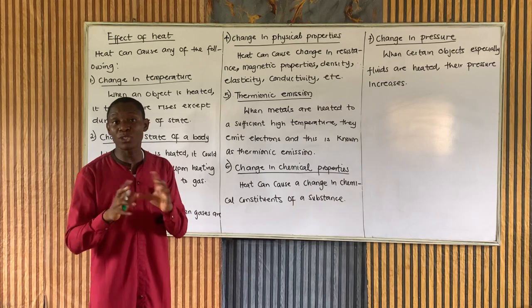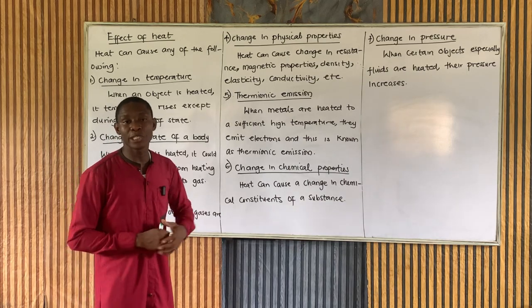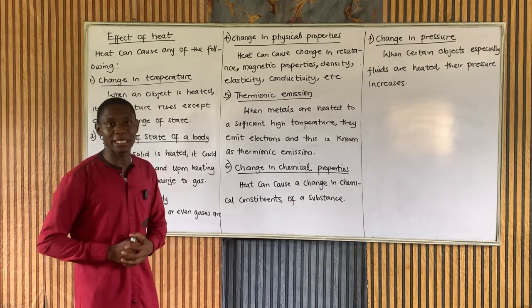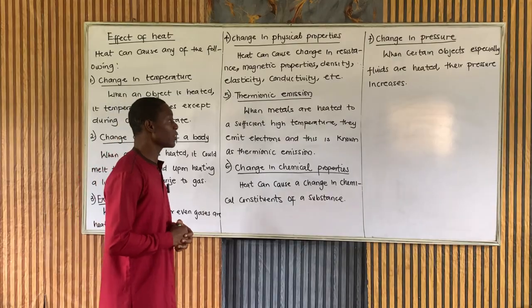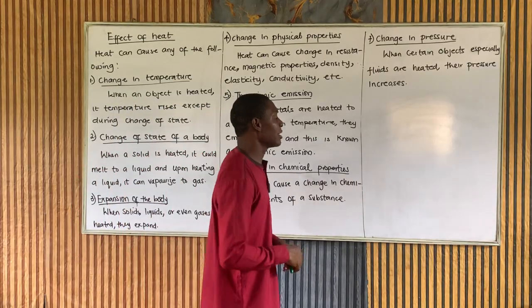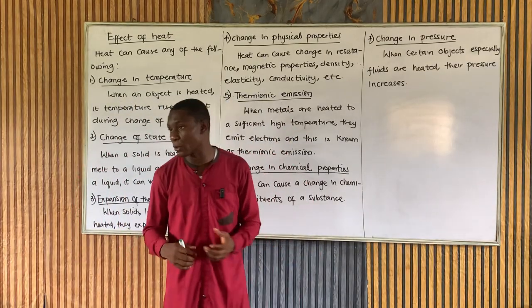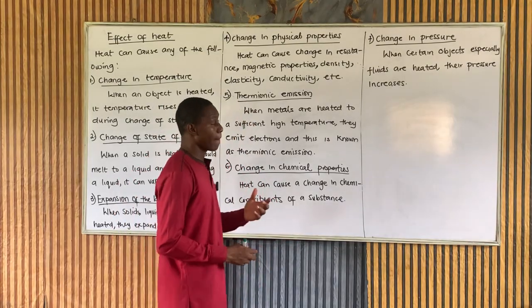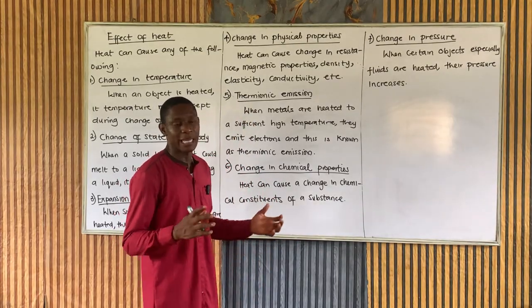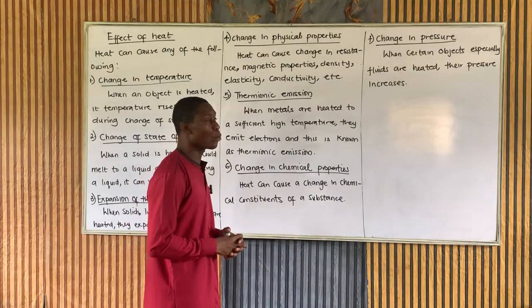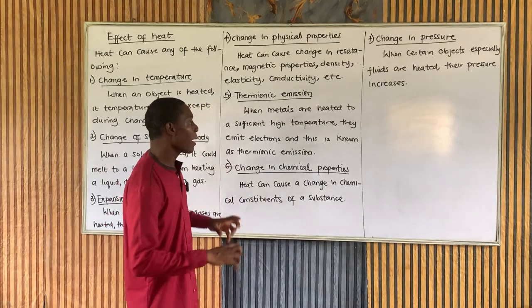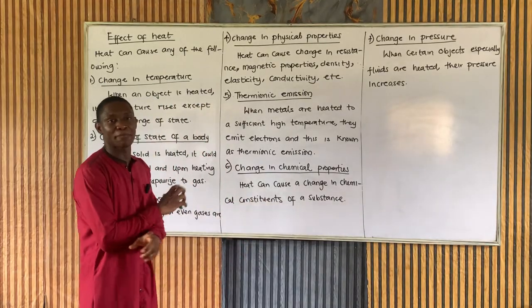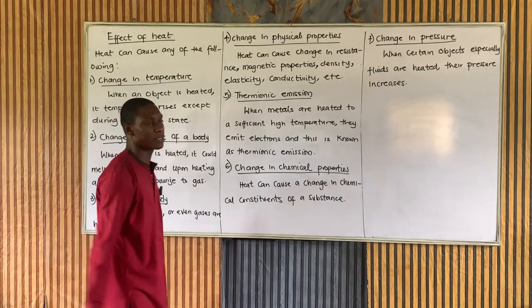Again, it's change in chemical properties. The chemical constituent of an object can change when the object is being heated, which is an example of chemical change. And lastly is change in pressure. Another effect of heat is change in pressure: when an object is heated, most especially a fluid, its pressure tends to increase.